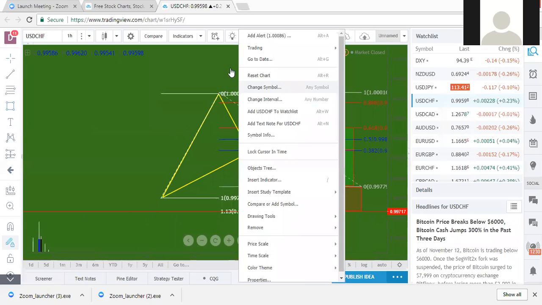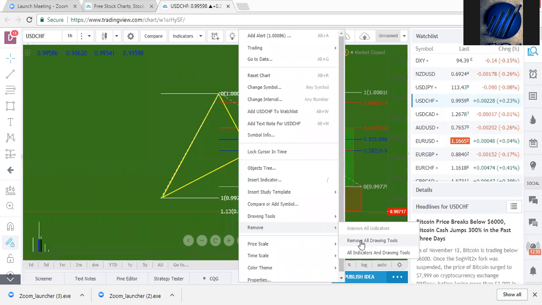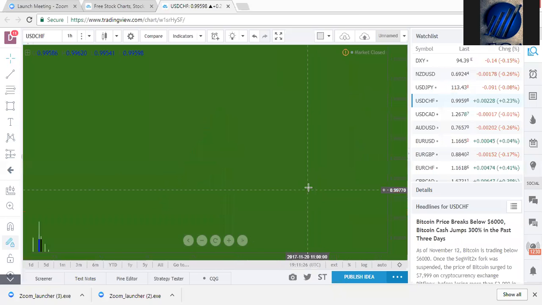I can get rid of all this stuff and we can try to find something in the market. Do I have any questions as of now? I have a question. Let's go.